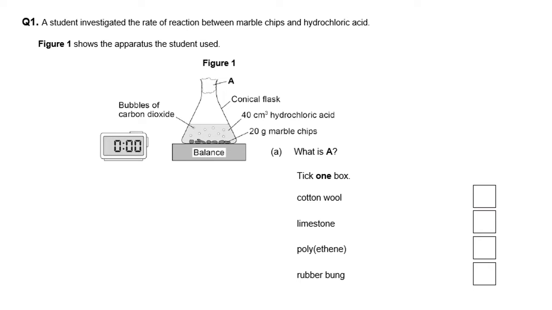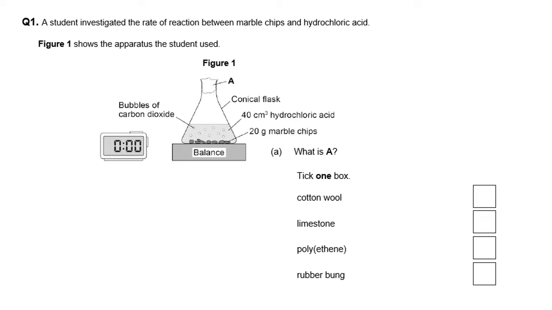So, question 1. A student investigated the rate of reaction between marble chips and hydrochloric acid. Figure 1 shows the apparatus the students used. So we can see we've got a stop clock, we've got a balance which has got our conical flask on with hydrochloric acid and marble chips in, and we can see bubbles of carbon dioxide forming. And there's also this fluffy thing on the top, A.